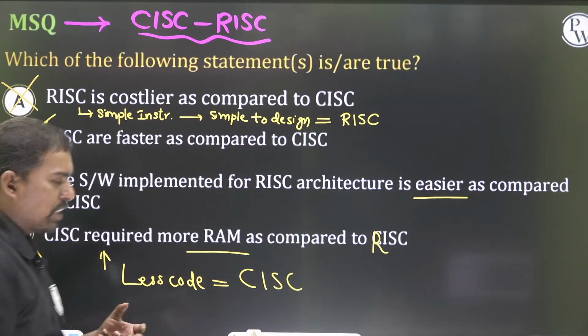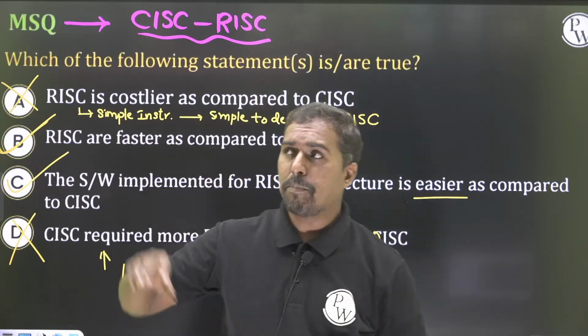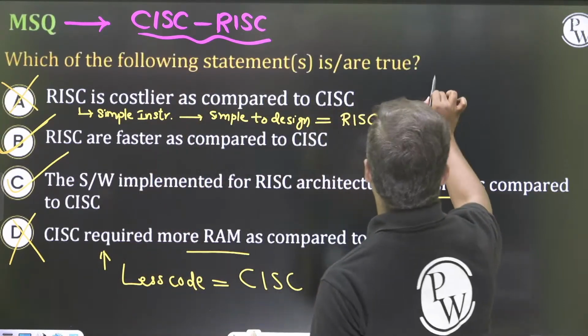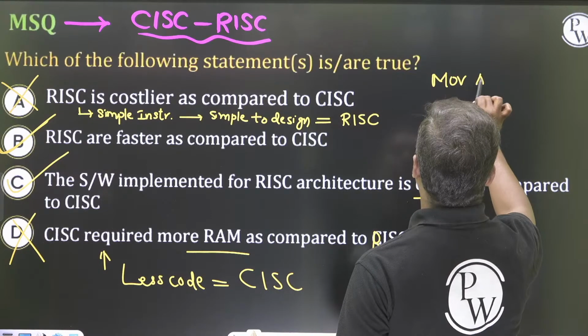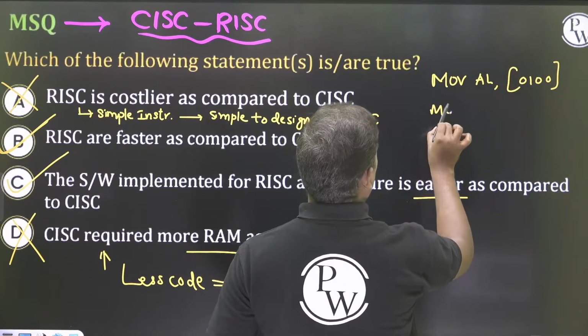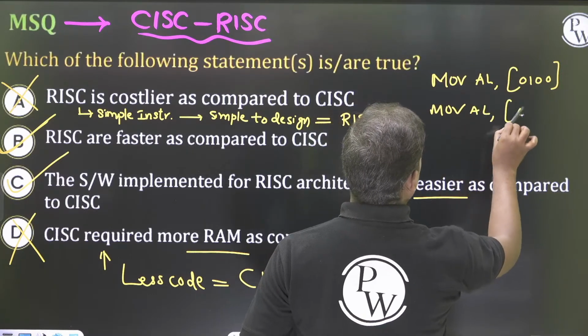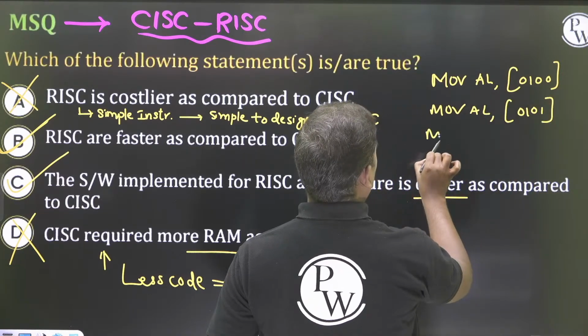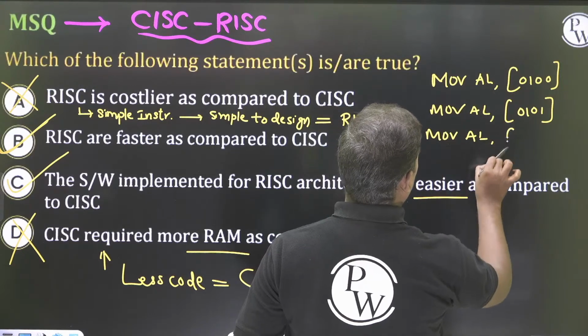For example, if there are no addressing modes, every time I have to get the number from a memory location. Suppose I am getting a number from a memory location every time: move AL comma 0100. Next, move AL comma 0101. Move AL comma. Every time like this I am getting.